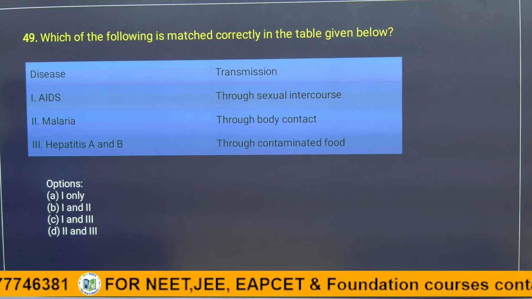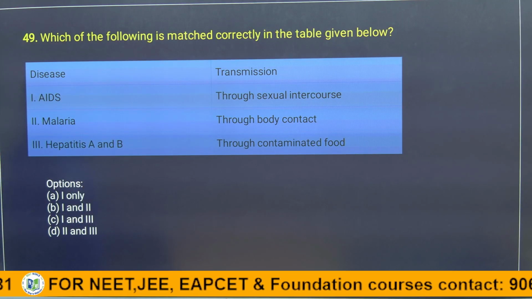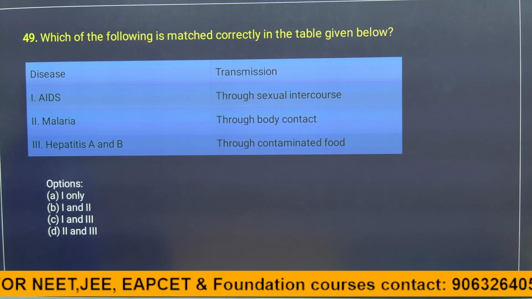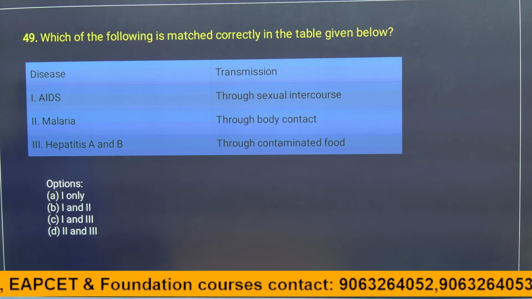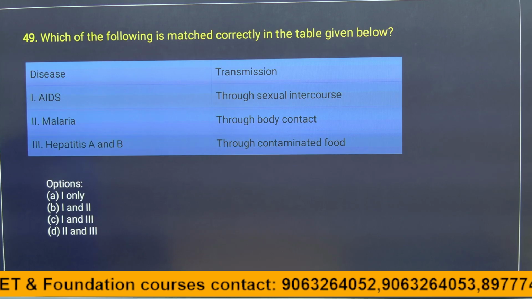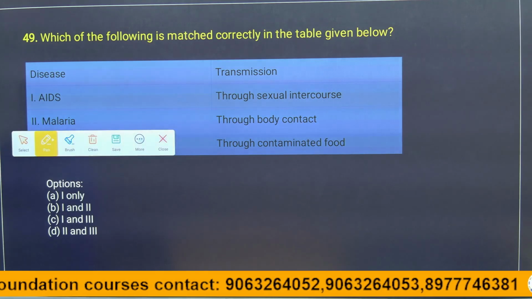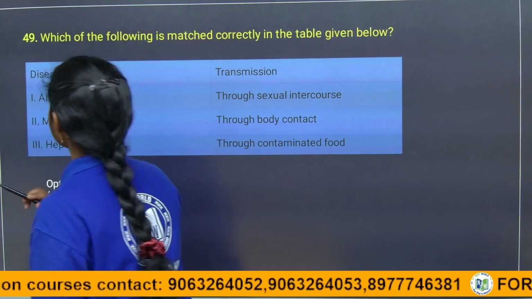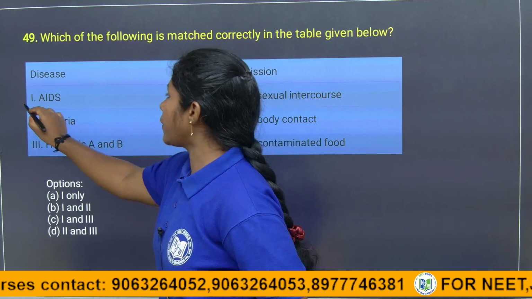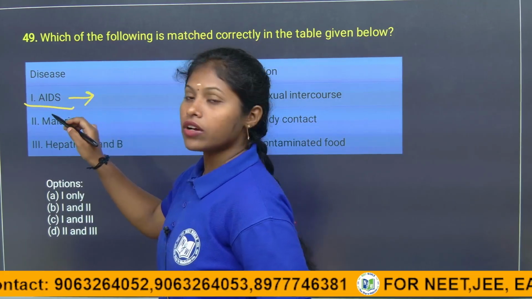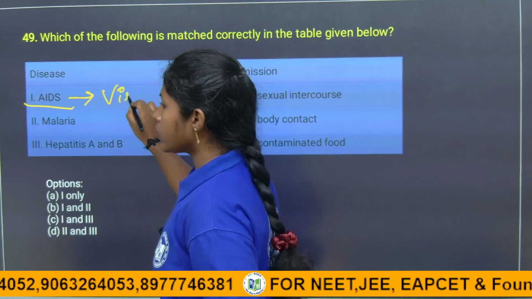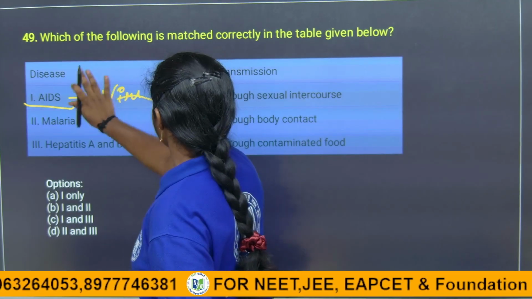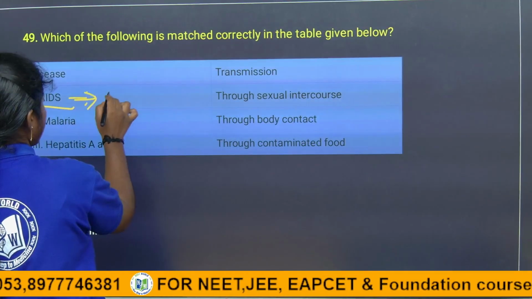So coming to the 49th question, children. See, which of the following is matched correctly in the table given below. They are asking which are the statements which are absolutely correct. So let's see this, children. So AIDS. The causative agent of this AIDS is what, children? Virus. HIV virus.